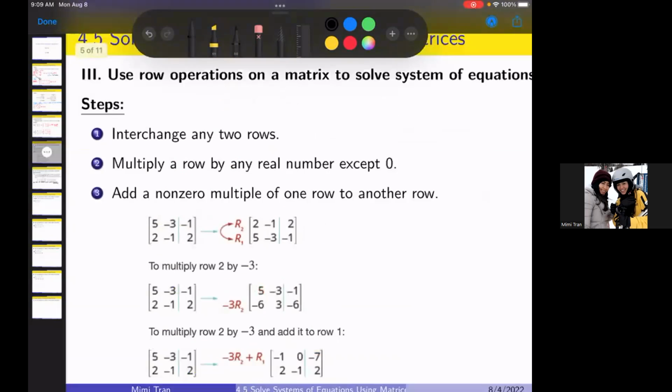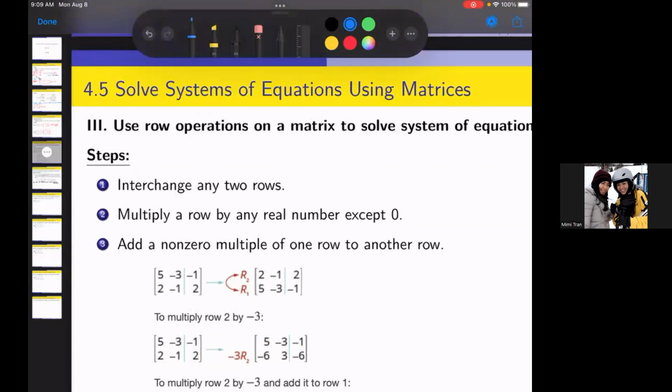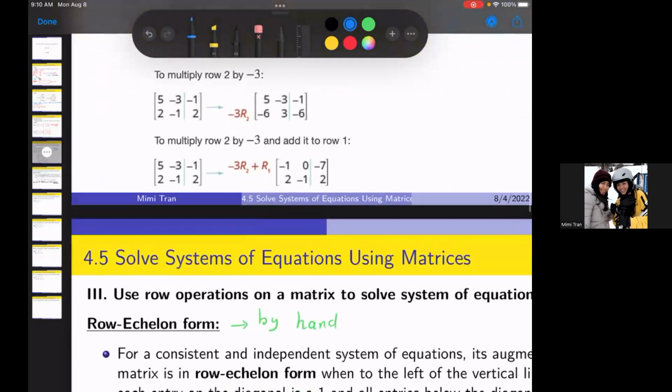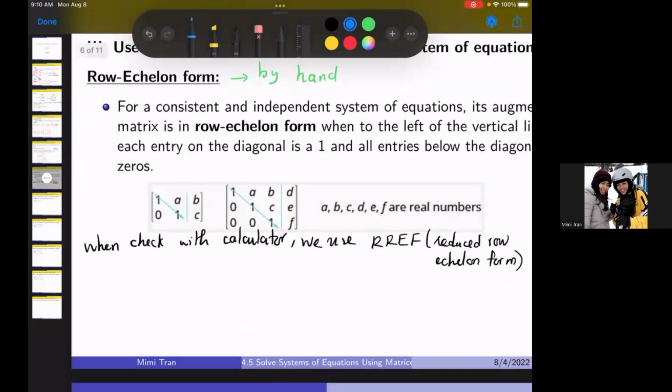By the way, these steps right here, they call Gauss elimination. Gauss is a very famous mathematician. Definitely one of my top three heroes. Extremely intelligent. He's everywhere, really, math, statistics, everywhere.